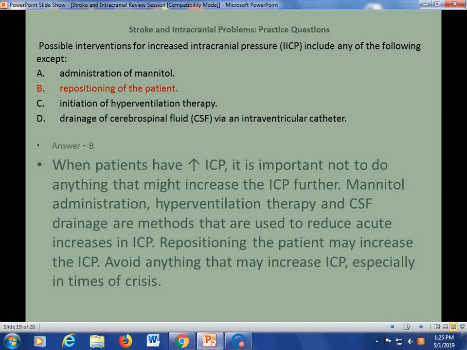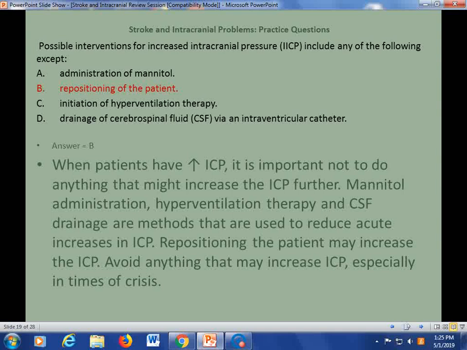That means there's less blood in the head, so the ICP has the potential to not rise, or at least to decrease or stay lower. And then drainage of CSF is one of the evacuation methods. So essentially what I'm asking you about is all of the ABCs of ICP management. The only answer choice that's the outlier, the one that doesn't fit, is repositioning of the patient.